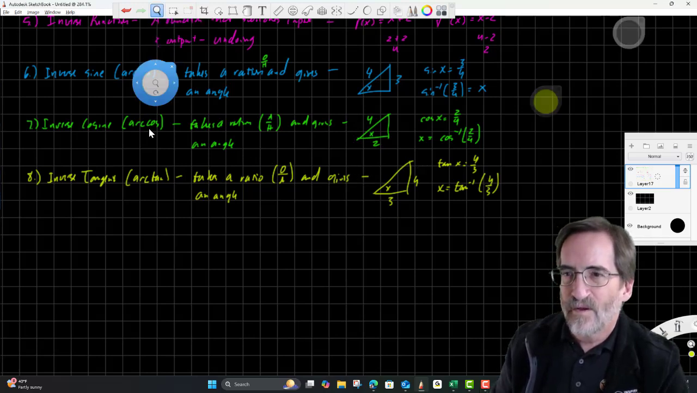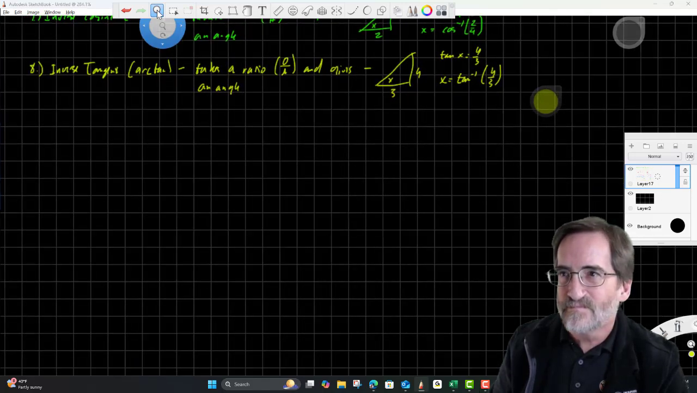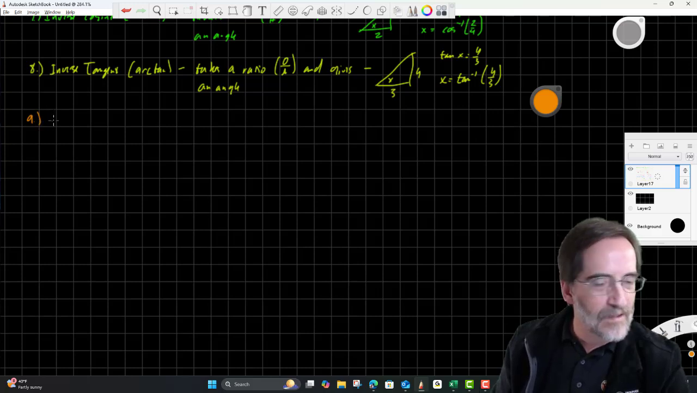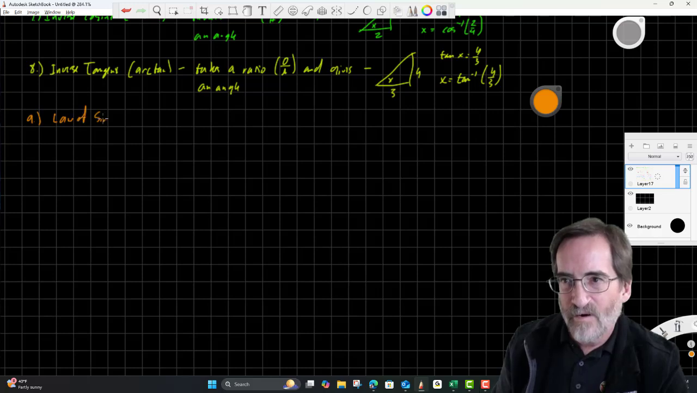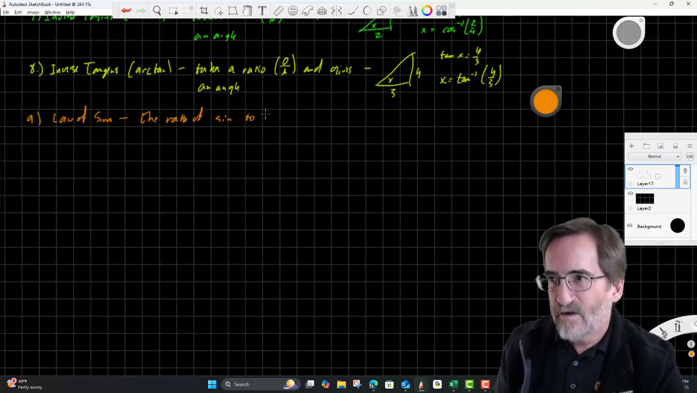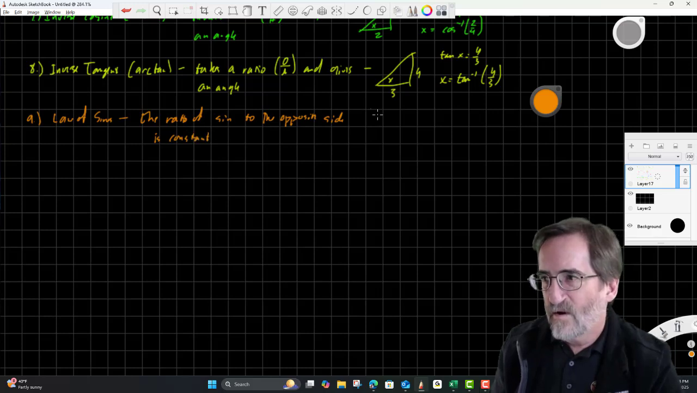Number 9. Law of sines. The ratio of sine to the opposite side is constant. That is, it's a formula. Sine A over A equals sine B over B equals sine C over C.